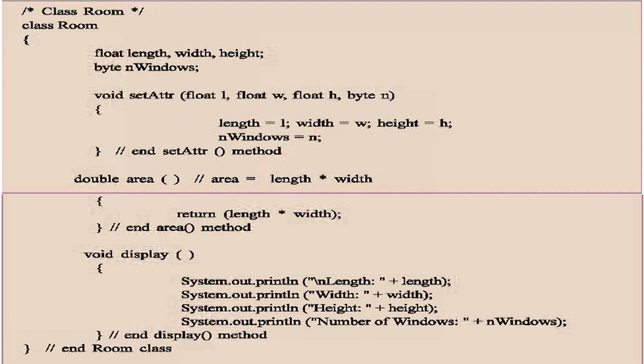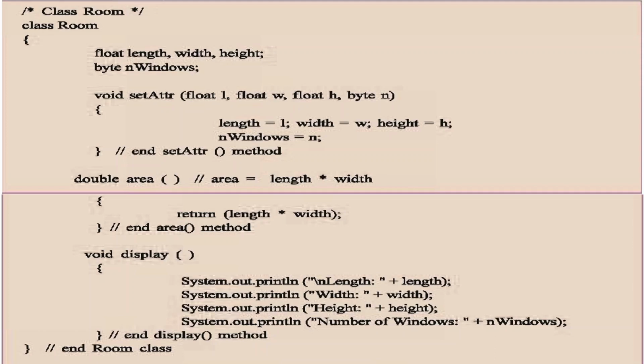\n indicates a new line. So first it will print enter and then it will print length and so on. So \n is the new line character. It will print length, width, height, their values, and finally the fourth line will print the number of windows, n windows. And that's the end of the display method. And another closing curly bracket, that is the end of the room class. So this is the structure of the room class which we have created.